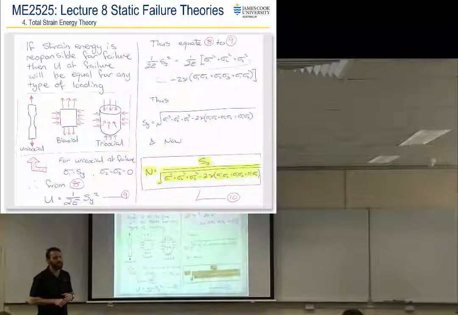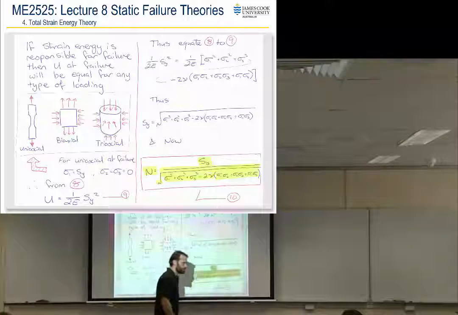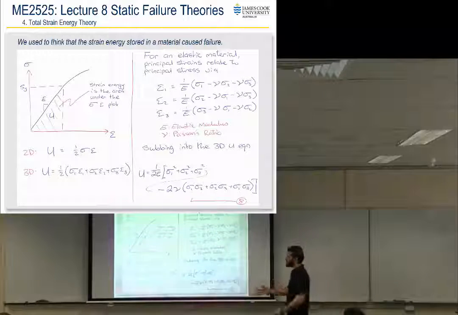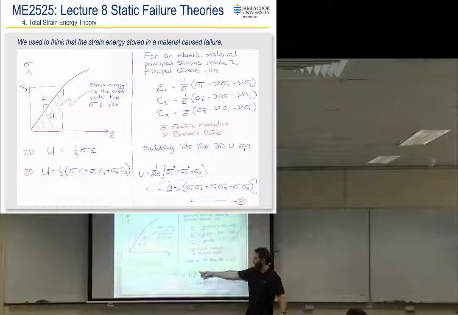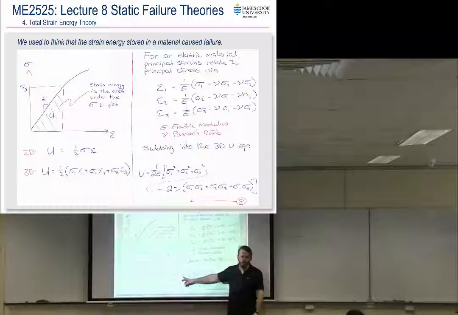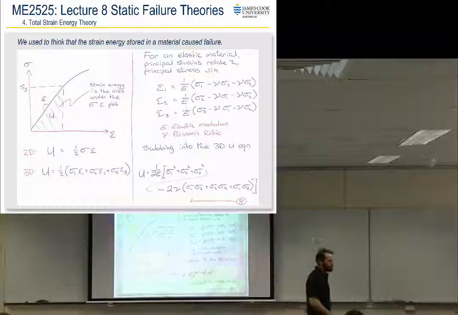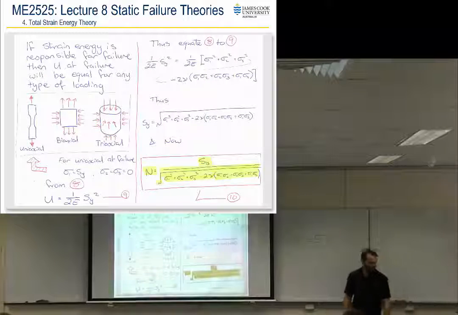So if we can calculate a single representative value of U, then that equation that we had before becomes useful to us, right? So let's say U is 10,000 joules. And if we know that, and then we can work out these values on the right, we can work out whether we're more or less than that, we're great. We can tell whether something's failed or not. So what we're trying to do is get that value for U.